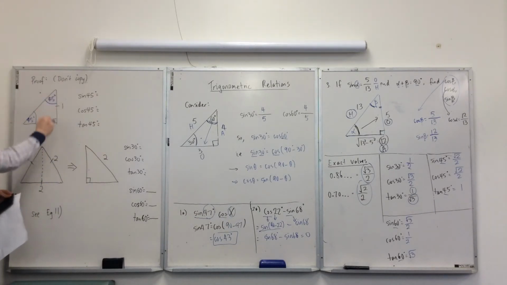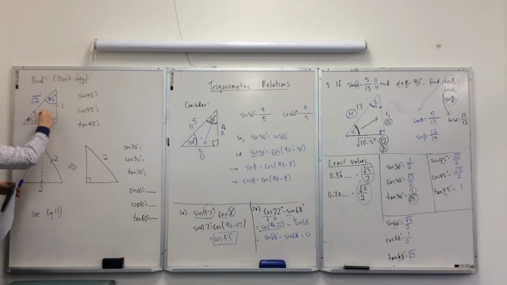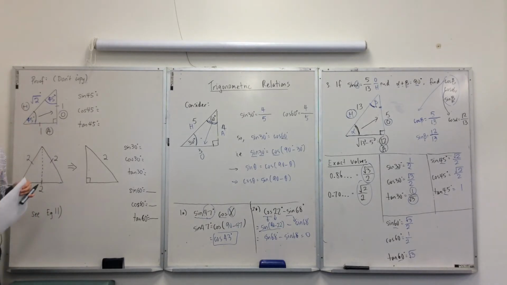Now, if that's 1 and 1, girls, what's that length using Pythagoras? 1 squared plus 1 squared? Root 2. So girls, let's use those values to figure out those. Since they're both 45, let's just ignore this one. Let's just use this one as our main focus angle. This is your opposite. This is your hypotenuse. This is your adjacent. We know sine is opposite over hypotenuse, yes? So that in this case is?